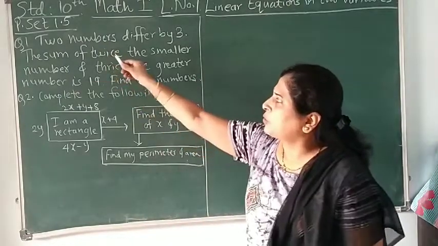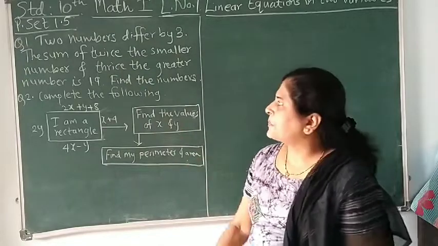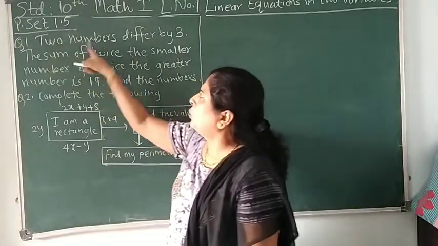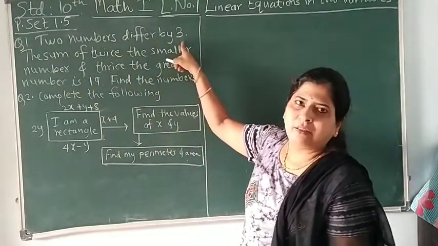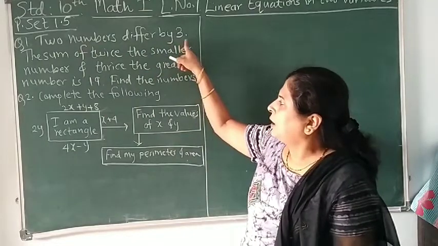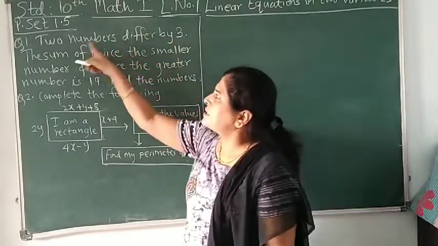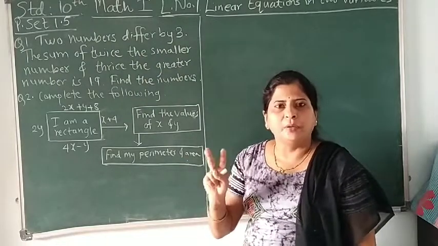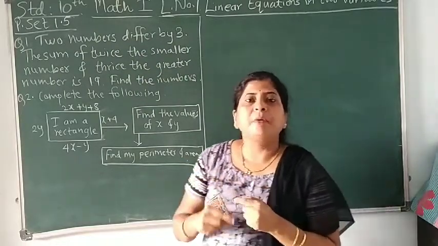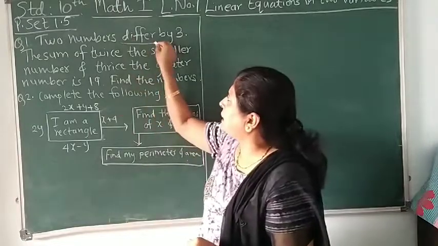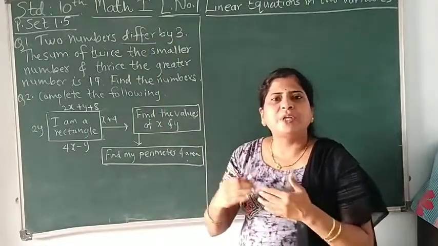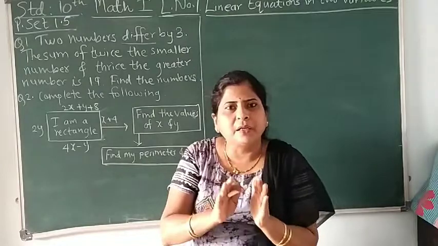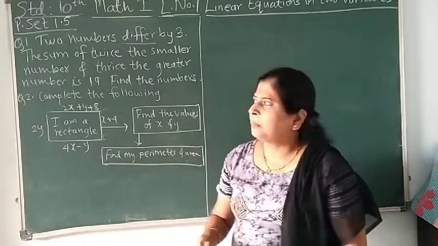Here I have written question number 1 and 2 on the board. Question number 1: two numbers differ by 3. So in this first line we have been given that there are two numbers and the difference between them is 3. The word differ tells us that the difference between them is 3. It means one number is bigger and the other number is smaller.